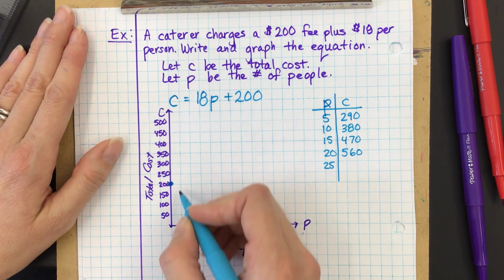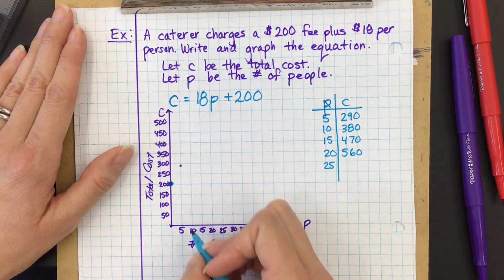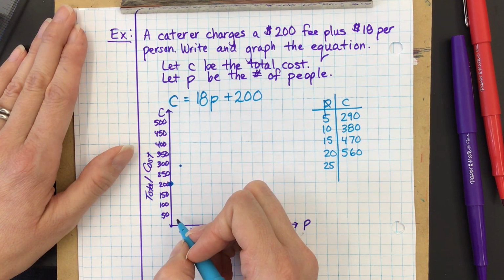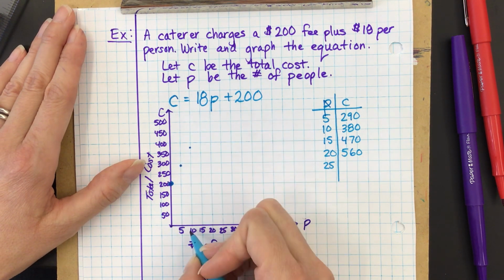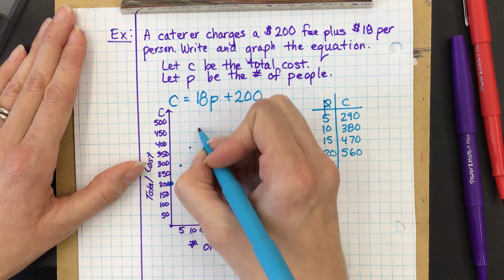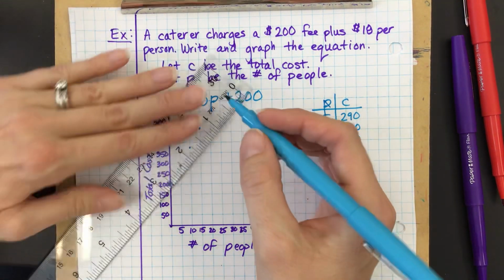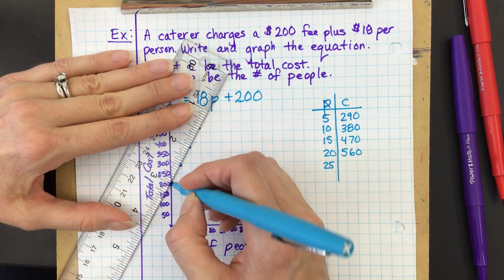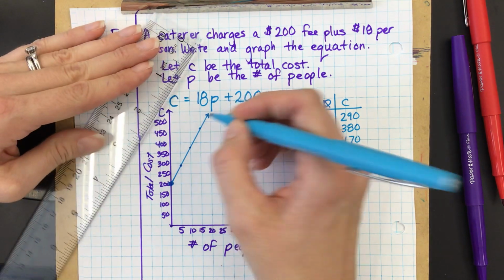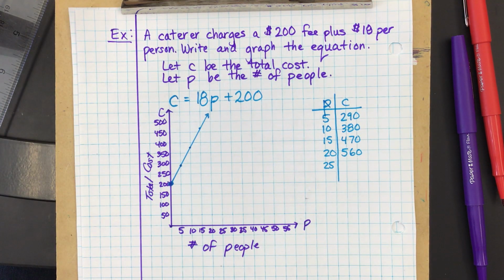Okay, so we're going to go ahead and graph these. It's going to be approximate. So I'm going to say that's 290, and then 380 is right about here. 470 is right about there. So you can see what's happening. And if I had used a different scale, we would have been able to see more of the graph. But then you can use this to answer questions.